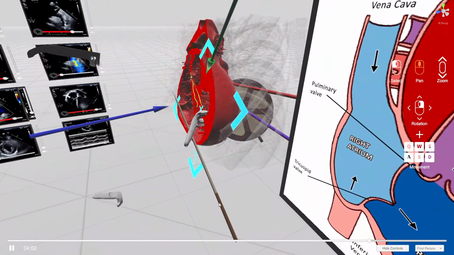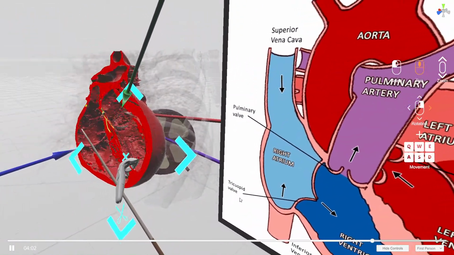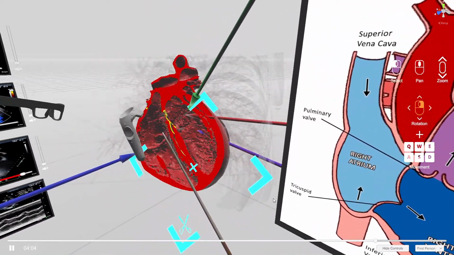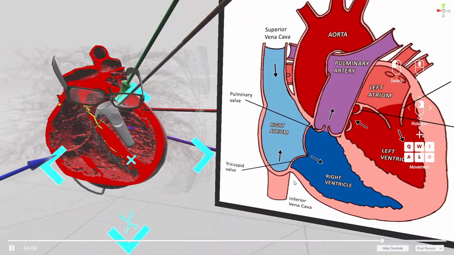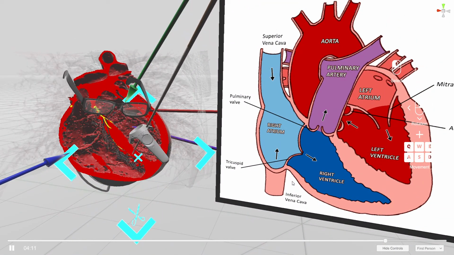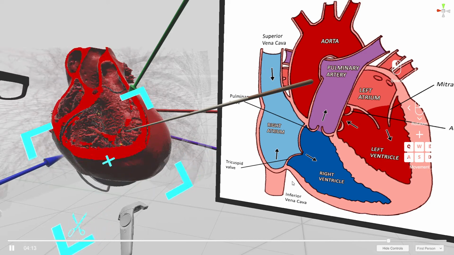I'll cover this later, but the conduction system includes the sinoatrial node here, AV node, and then it branches to the bundle of His into the branches of the right and left ventricle.